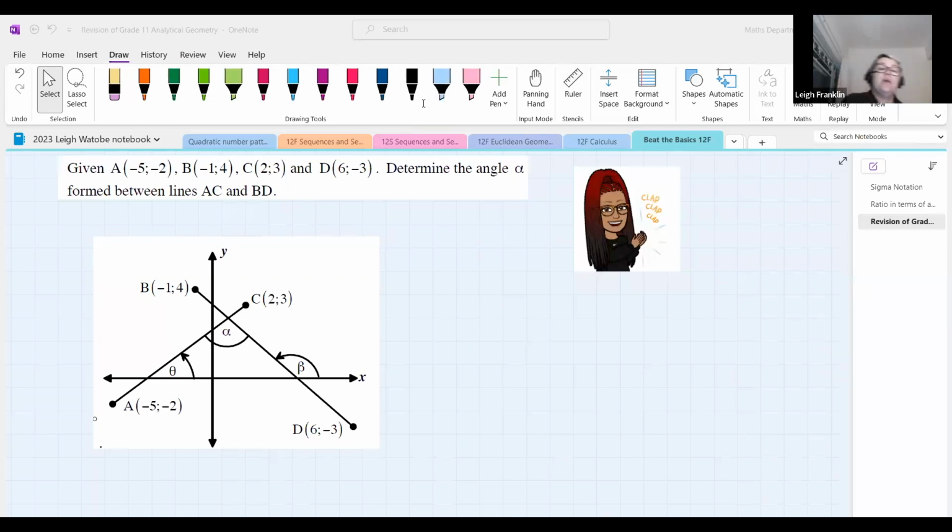Lovely. So you can calculate beta and theta, and the difference between beta and theta will give you alpha. Go for it. Let's see what you guys get.